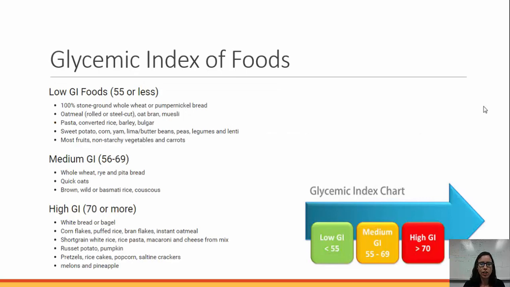So here's a list that shows how foods are broken up according to their glycemic index. And here are some examples of different foods with different glycemic indexes.